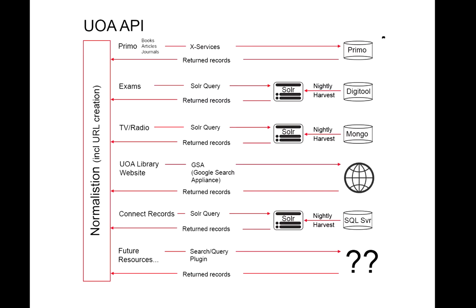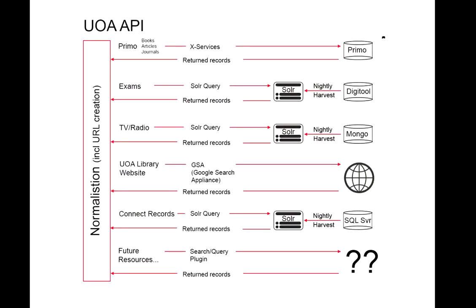Similarly, with an SQL database that we have for our Connect records, which are records that connect to databases. So we have a Connect record for every EBSCO, Academic Search Premier, Scopus, etc. And because it's a plug-and-play thing, we also have future resources. We don't know what they are, but we've designed it in such a way that you can simply plug and play. And it all gets normalized, including URL creation, inside that API. So it gives us a lot of flexibility.